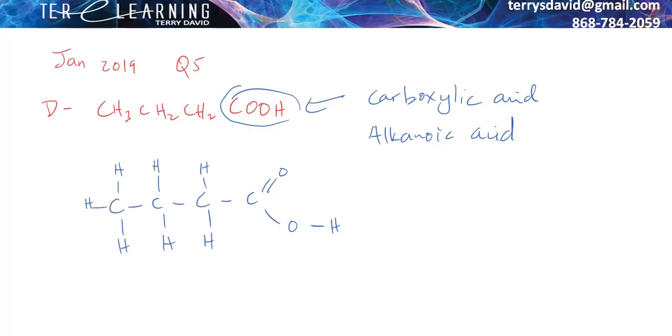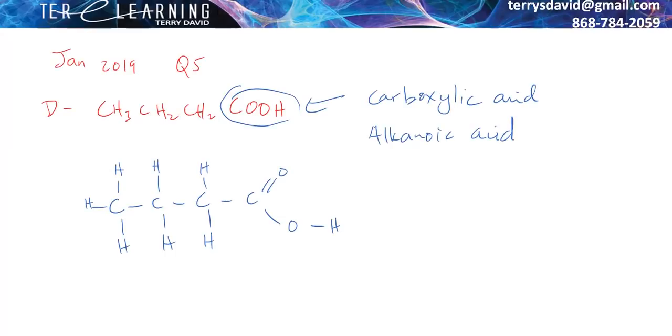So this is the fully displayed formula of compound D. In part B now, they said name the compound, right? So if you have to name the compound here, this is 4 carbon atoms, so it is butanoic acid.